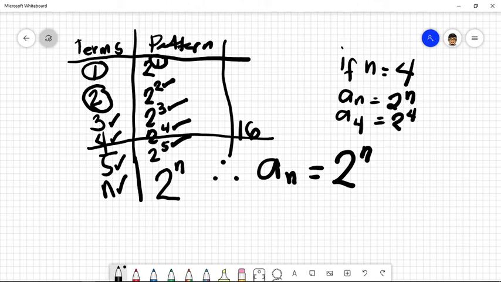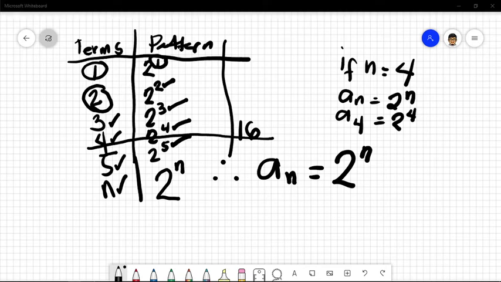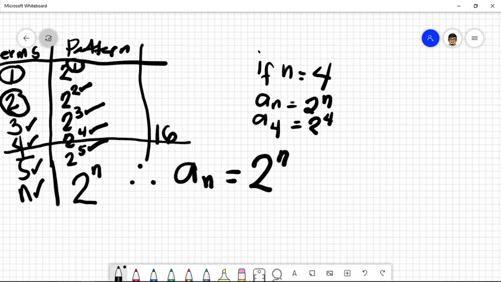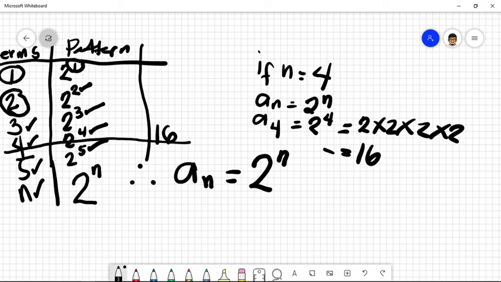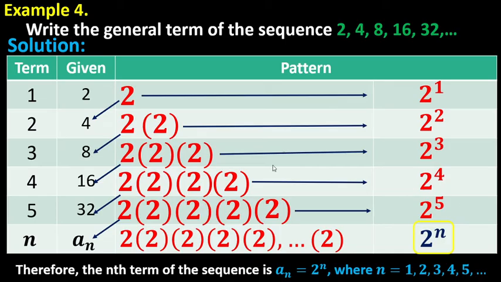So, anong ibig sabihin ng 2 raised to 4? Ang ibig sabihin ng 2 raised to 4, 2 raised to 4 is equal to 2 times 2 times 2 times 2. You have to multiply to itself 4 times. 2 times 2, that is 4. Times 2, 8. Times 2, that is 16. So, na-achieve natin yung 16. So, tama ang ating formula. Let's continue.